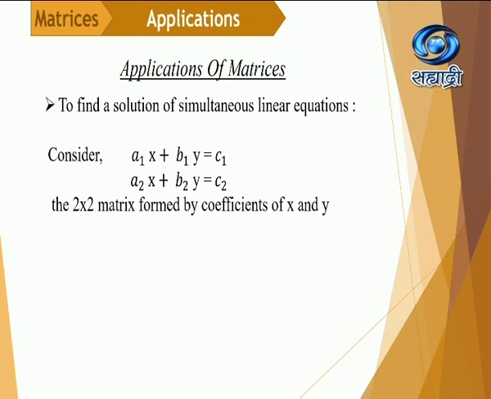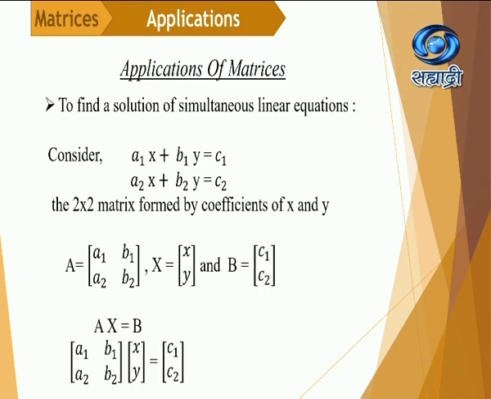So first of all, what is meant by a simultaneous system of linear equations? Here it is for 2 cross 2. Consider a1x plus b1y equal to c1, a2x plus b2y equal to c2. The 2 cross 2 matrix formed by coefficients of x and y, here is a1, b1, a2, b2. X is the column matrix xy, and B is the matrix of constants c1 and c2. So the system is AX equal to B.